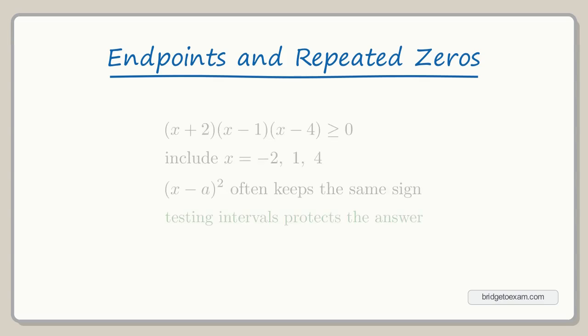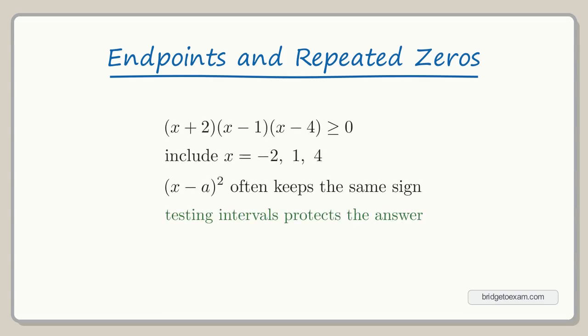If the inequality were greater than or equal to 0, the zeros -2, 1, and 4 would be included. A repeated zero may not change the sign at that boundary. That is why testing intervals is more reliable than assuming signs always alternate.